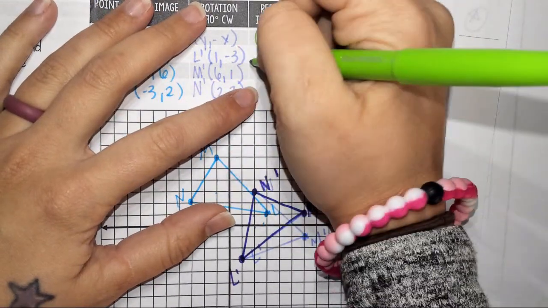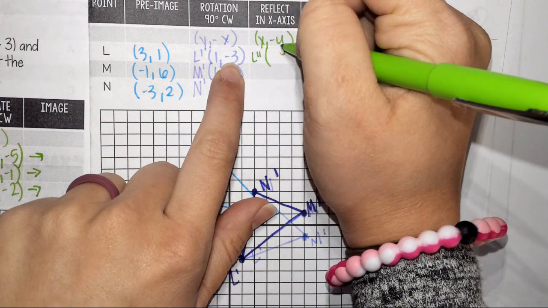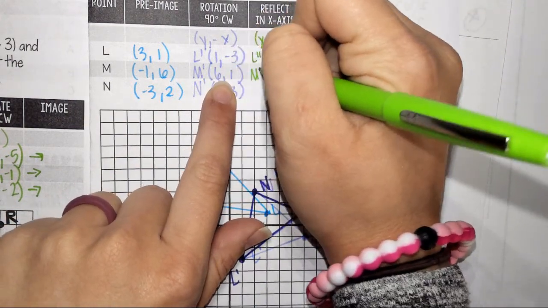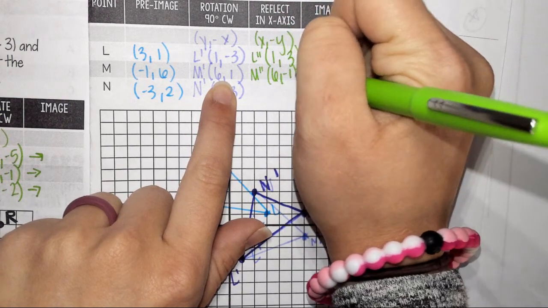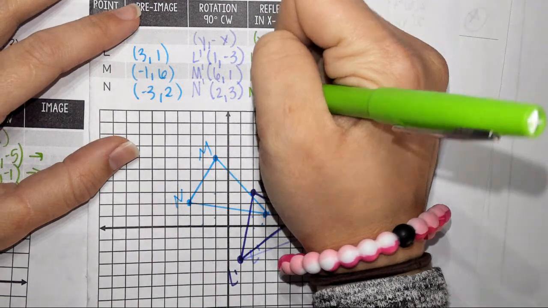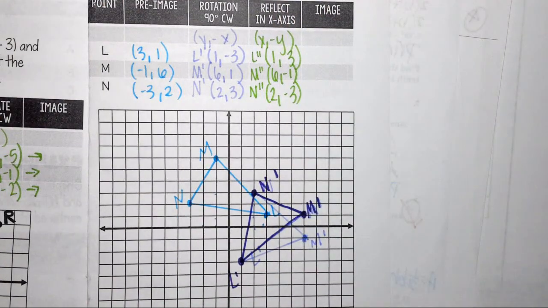All right, so L double prime. They stay in the same order, but we change the sign of our y. So that's 1, 3. 6, negative 1, which is going to be that point. N is going to be 2, negative 3. So we keep them in that order. We're just changing the sign of the y.